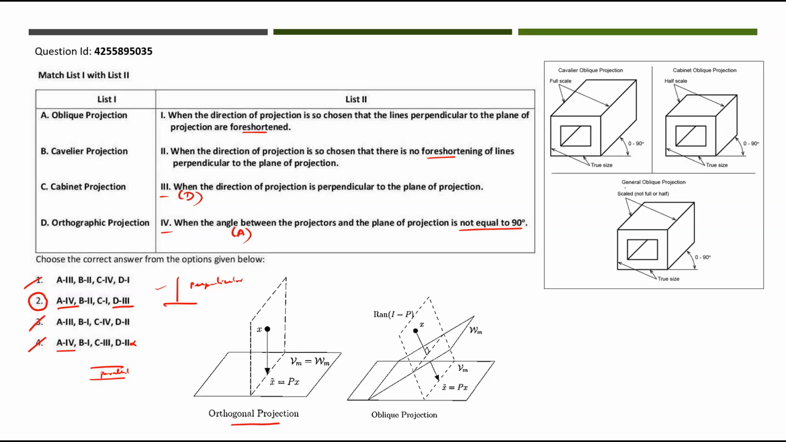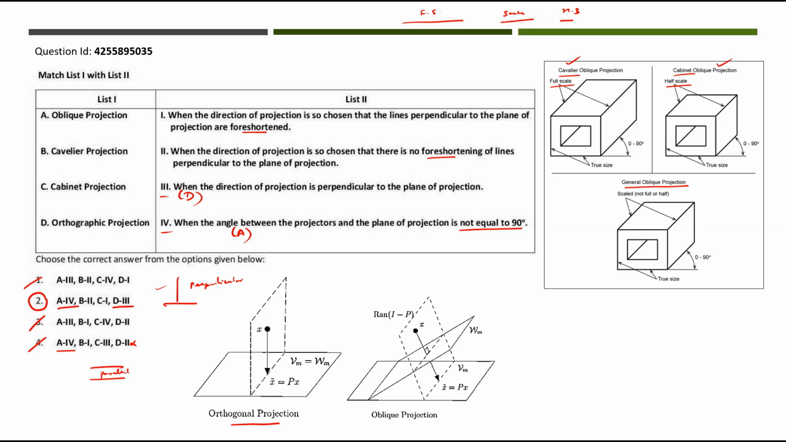This is general oblique projection. They say it is just scaled. It is not full or half. When it is full scale, you can see this particular image. When it is half scale, you can see this particular image. When it is half scale, it is cabinet. When it is full scale, it is cavalier. So just take this to be scale. The original one. When it is full scale, it is just stretched. When it is half scale, it is just shortened. So this foreshortened term is actually denoting this shortening part.